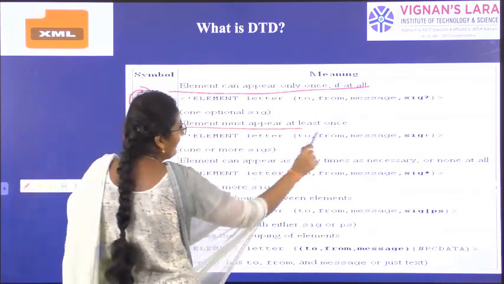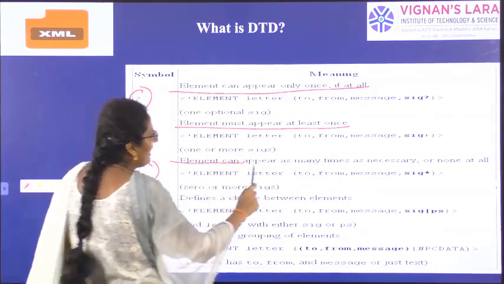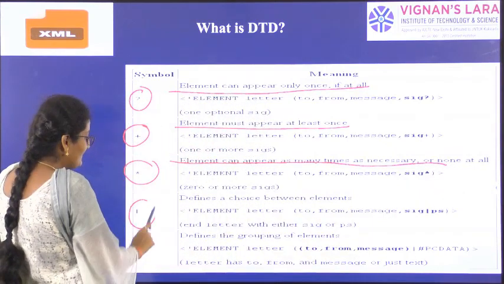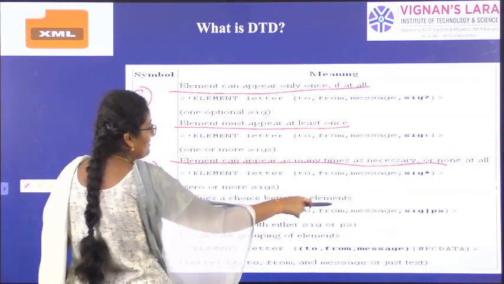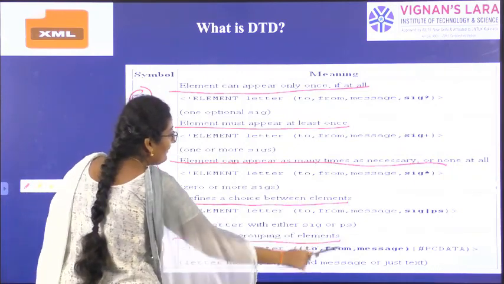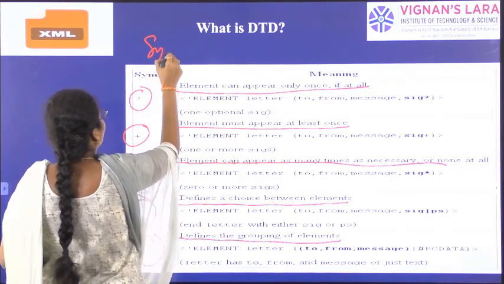Plus: the element must appear at least once. Asterisk: the element can appear as many times as necessary or none at all. Pipe symbol defines a choice between the elements. Braces define the group of elements. So these are the symbols we are going to use in DTD.